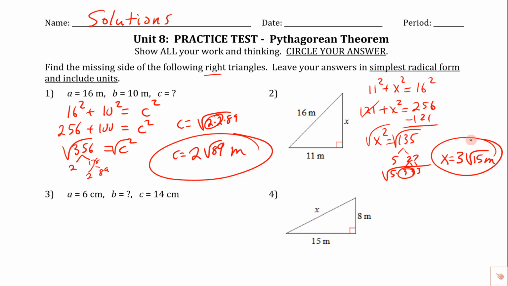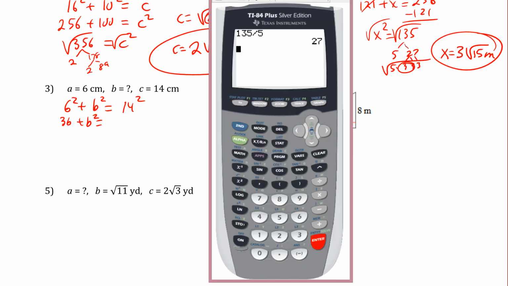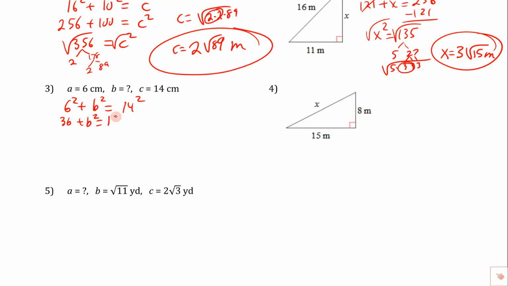Okay, let's take a look at the next one. Again, we're just practicing using the Pythagorean theorem. And we've got an A, we're missing a B, and we've got a C. So this is going to be leg squared plus leg squared equals hypotenuse squared. So this is going to be 36 plus b squared equals, let's see, 14 squared. I think I know what that is. I think it's 196, but let's grab the calculator and just check and make sure. It's 196, so we're in good shape there.